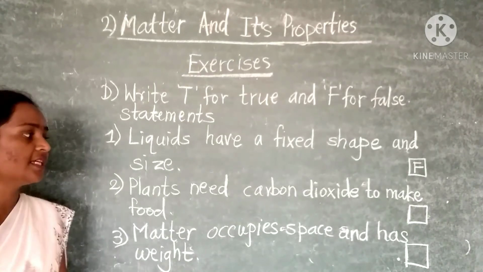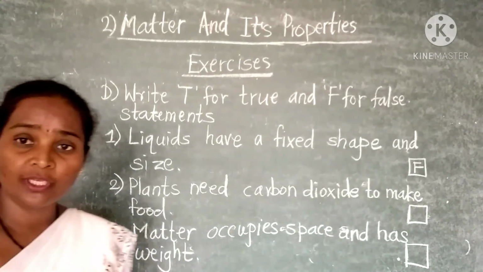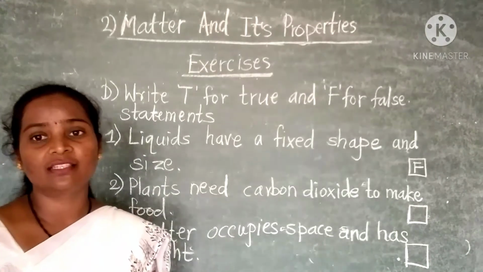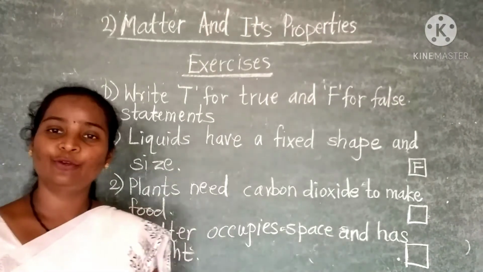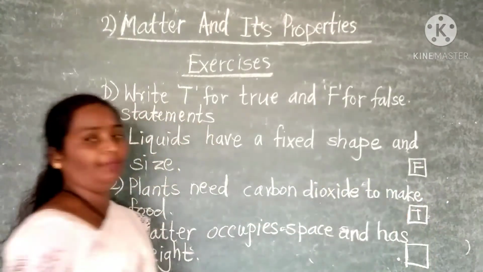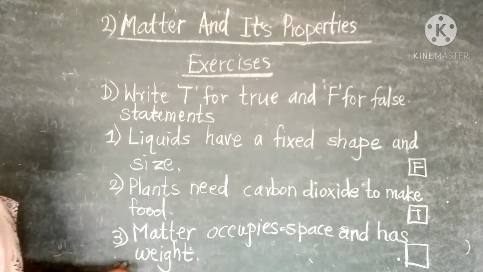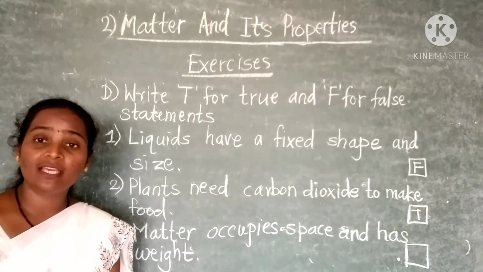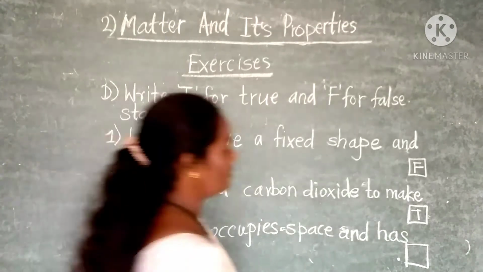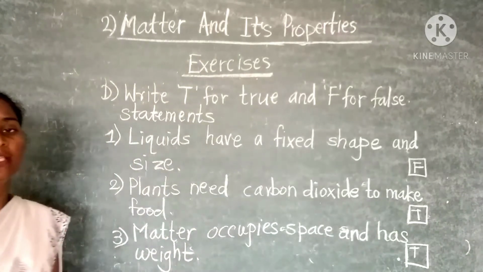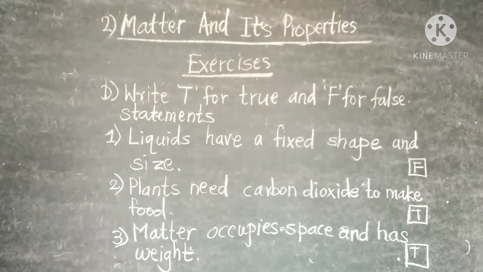Second, plants need carbon dioxide to make food. Is it correct? Yes, it is correct. So write T here because this statement is true. Third, matter occupies space and has weight. Yes, it is correct, so we should write T for this statement. In this way, you have to complete it.